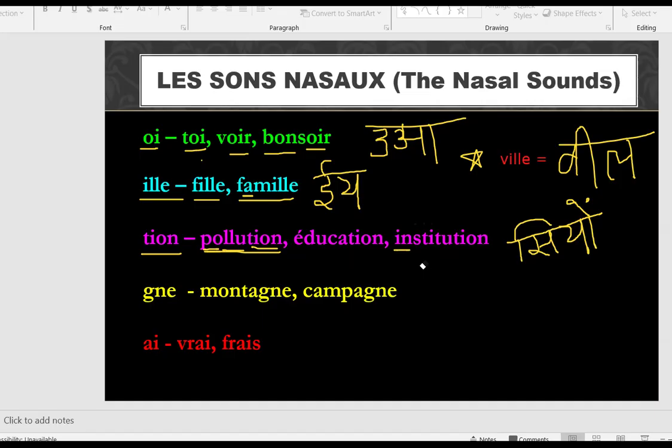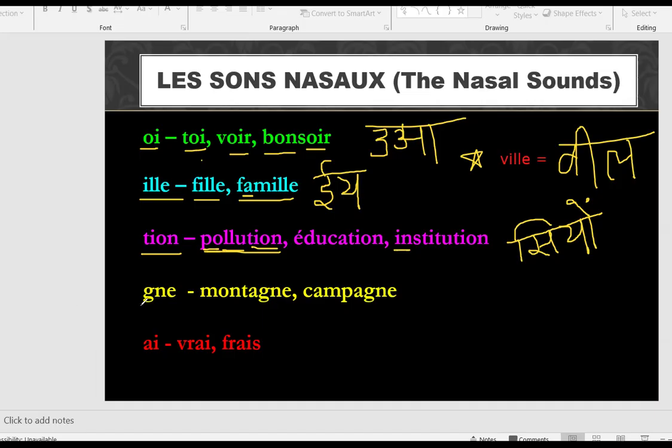Education, pollution, organisation. Mostly the TION-ending words you have in English are also in French. Institution, organisation. What other TION words are there in English? Communication. Yes, communication. That exists in French as well.